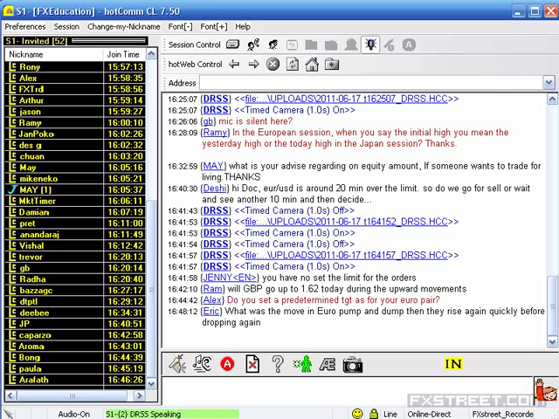Joshi, Euro USD is around 20 minutes over the limit. So do you go for a sell or wait? Yeah, that's what I said. For 10 minutes they have been making an upward move and I have taken a sell.